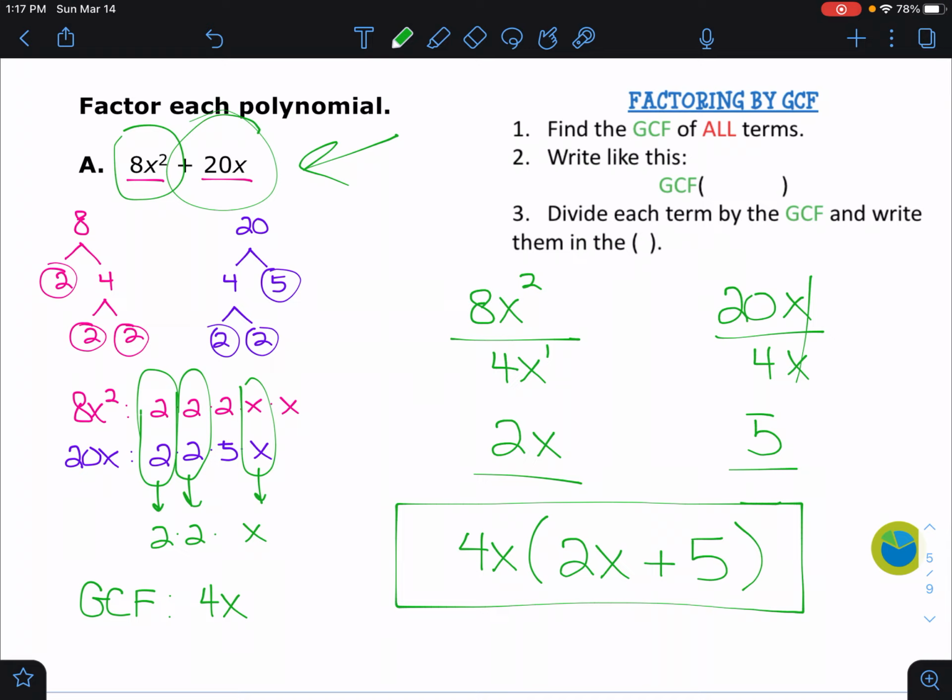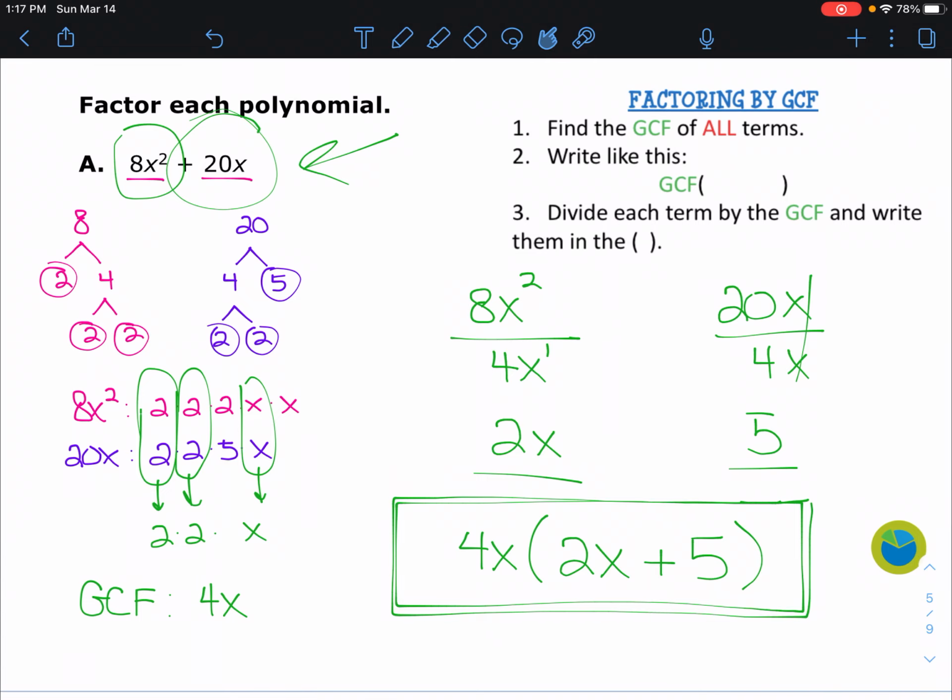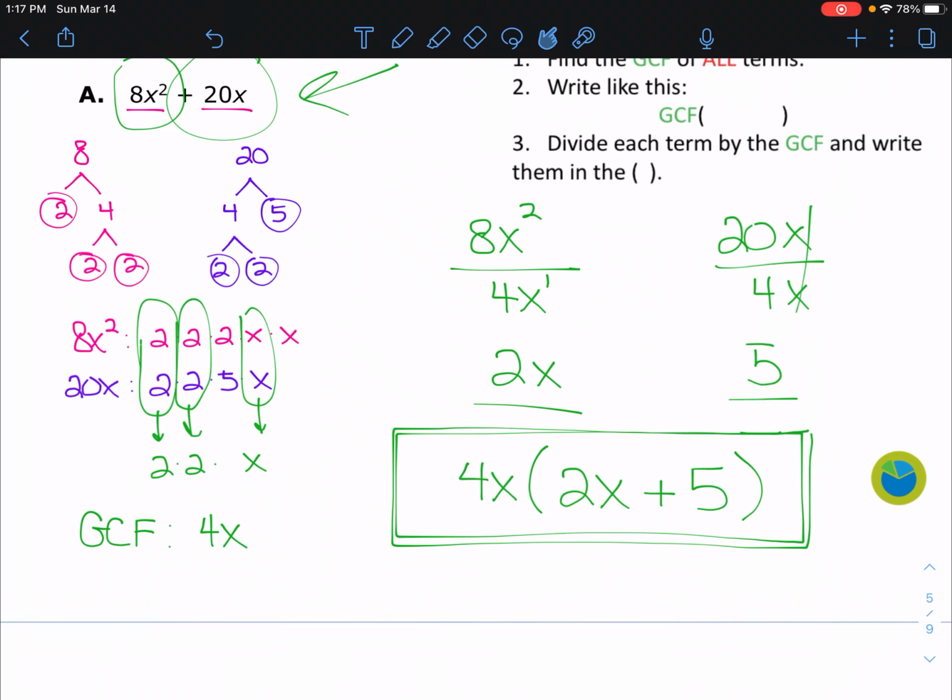But this is ultimately factoring using a GCF. This is what I'd want to see. Okay? All right, I hope that kind of makes sense. We're going to do two more.